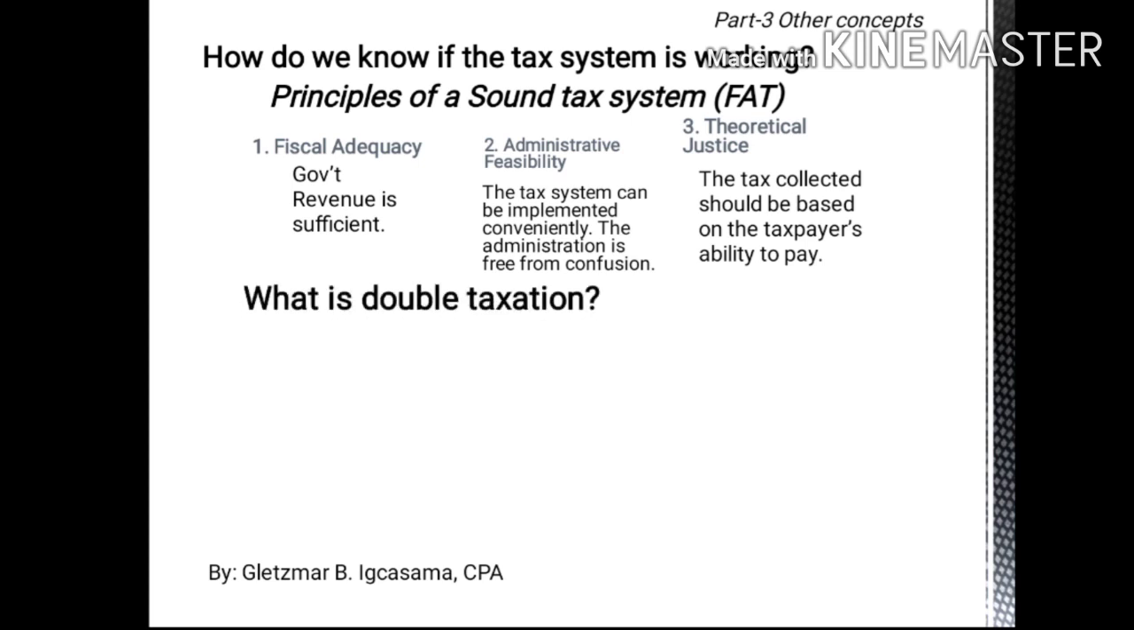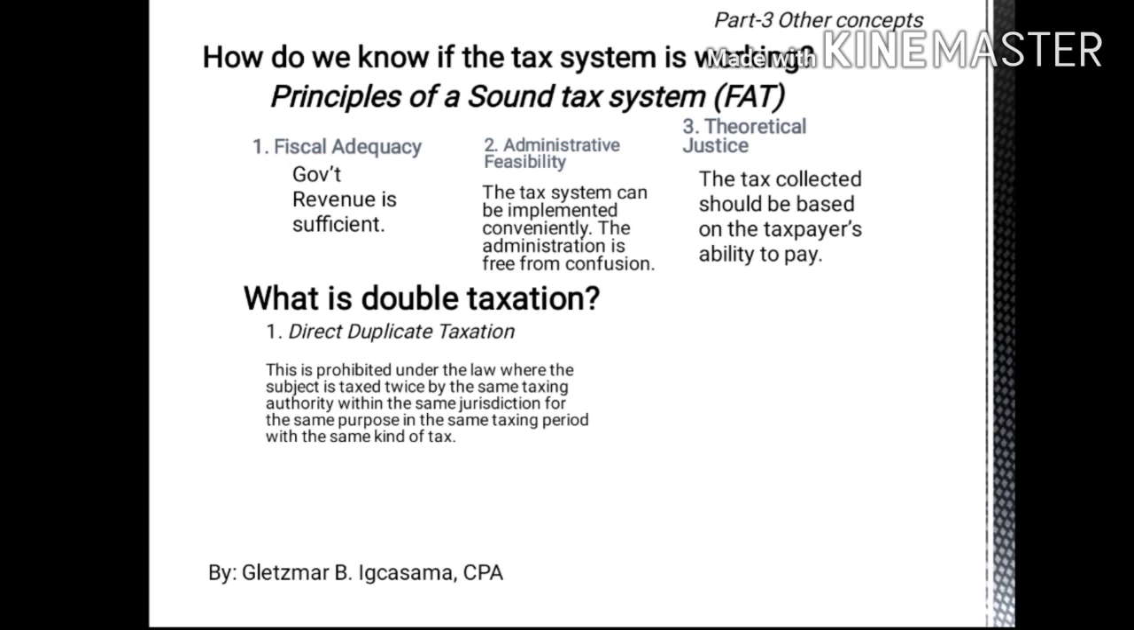Next, what is double taxation? So there are two types of double taxation. The first one is direct duplicate taxation. Kini siya, nataksan ang kaduha. This is prohibited under the law, where the subject is taxed twice by the same taxing authority, within the same jurisdiction, and for the same purpose, in the same taxing period, with the same kind of tax. So dili na siya pwede, pwede ni siya i-contest nimo as a taxpayer or a subject of taxation.